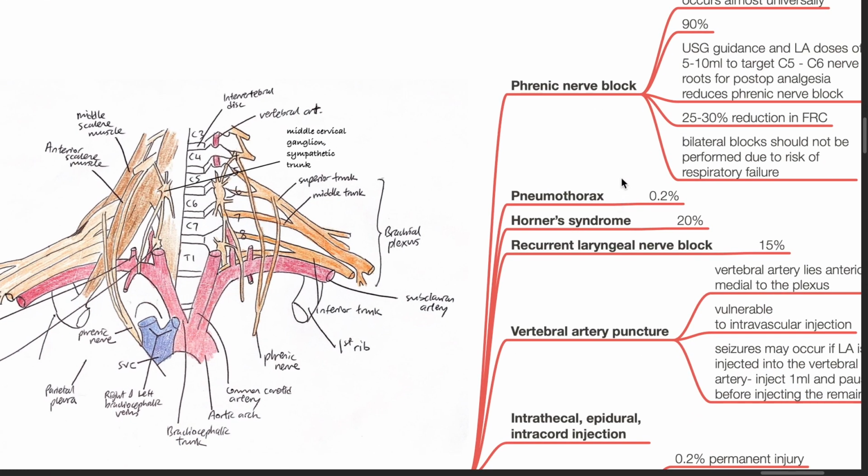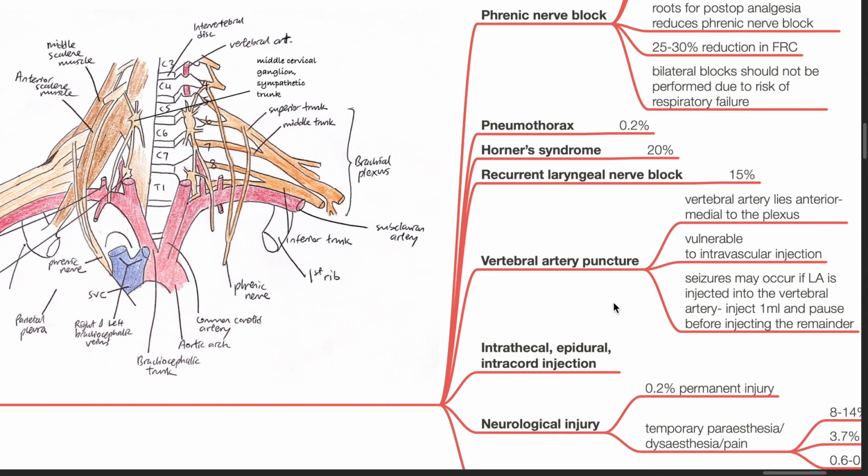Pneumothorax occurs in 0.2%, Horner syndrome up to 20%, recurrent laryngeal nerve block up to 15%, vertebral artery puncture. The vertebral artery lies anterior medial to the plexus. It is vulnerable to intravascular injection. Seizures may occur if LA is injected into the vertebral artery. Inject 1 mil and pause before injecting the remainder.